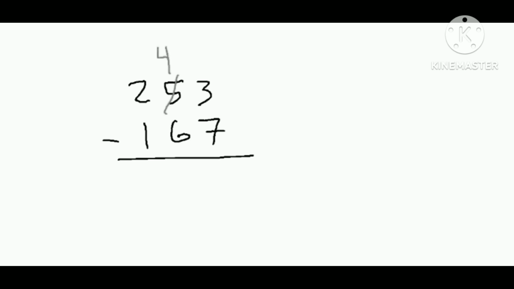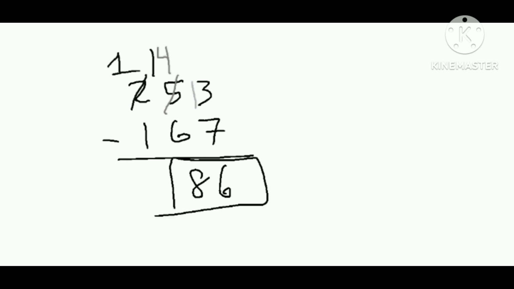So the 5 is going to become a 4, and the 3 will now be a 13. So 13 minus 7 is 6. Now if we subtract 4 by 6, we're going to get a negative number. So we need to borrow another 1 from a 2, and that's going to turn into a 1. And a 4 will be a 14. So 14 minus 6 is 8. And 1 minus 1 is 0, so it's simply 86. If you have your calculator, you can check it. 253 minus 167 is indeed equal to 86.